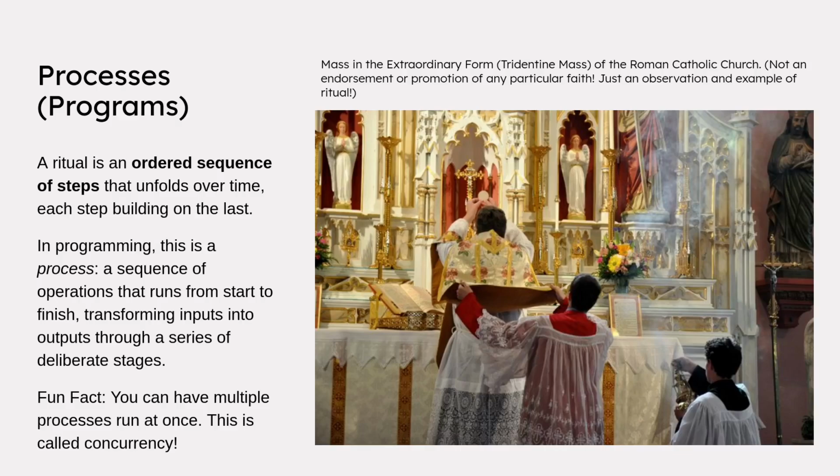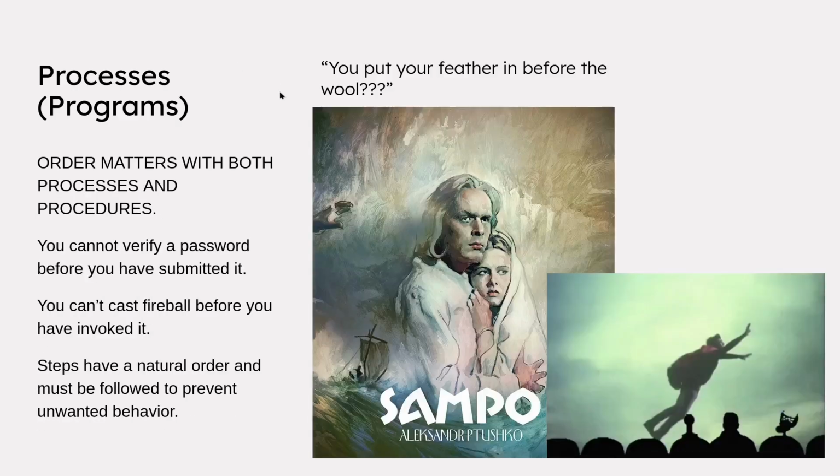And that's the output. And what's super fun about this is we can actually have multiple processes running at once, and this is called concurrency. We'll talk about that in this series later. Processes are a collection of these so-called spells running in an ordered sequence of steps. And when it comes to processes and programs, order matters with both. You cannot verify a password before you've submitted it. You can't cast Fireball before you have invoked it. Steps have to have a natural order and must be followed to prevent unwanted behavior.